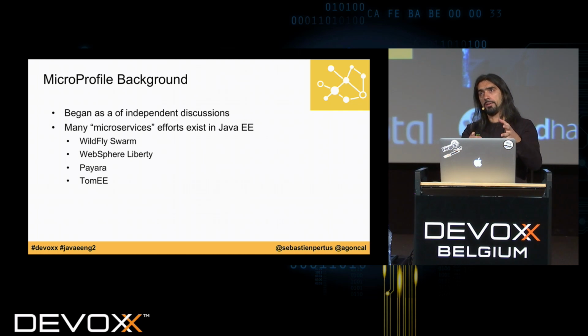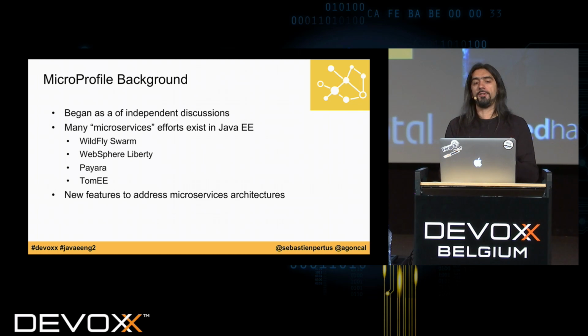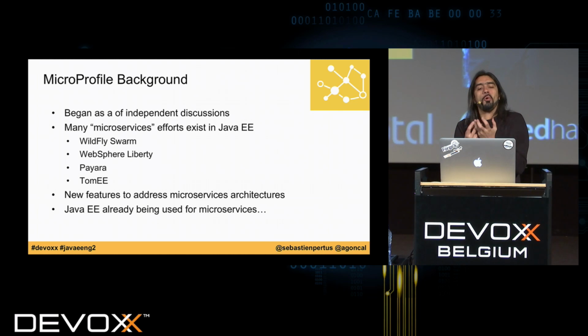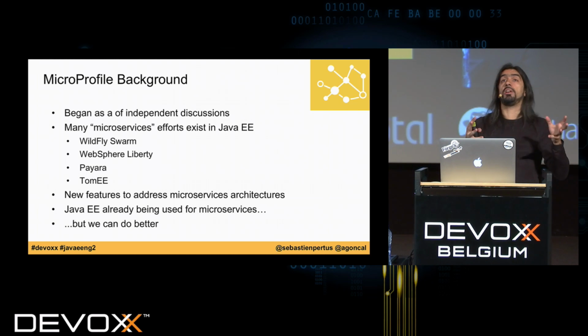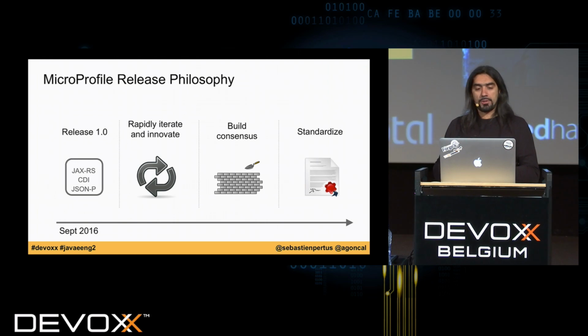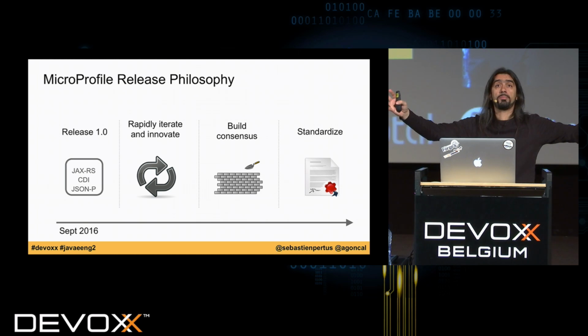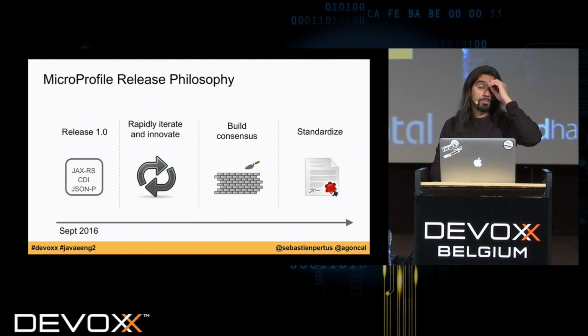So all these guys are trying to address new features in the microservice architecture. Java EE is already being used in microservice, but we can do better. So that was the idea of the MicroProfile. So actually, we released a 1.0. Java EE has 34 specifications. The MicroProfile, we only have 3.